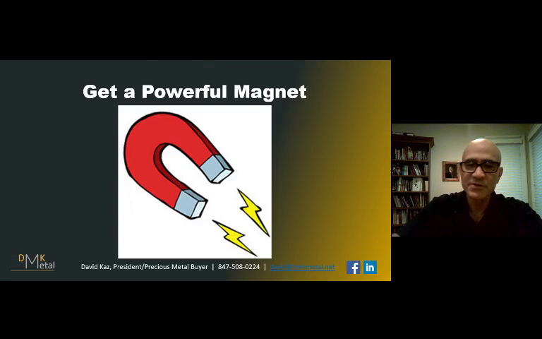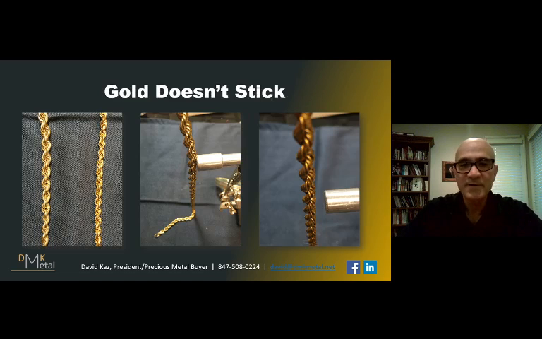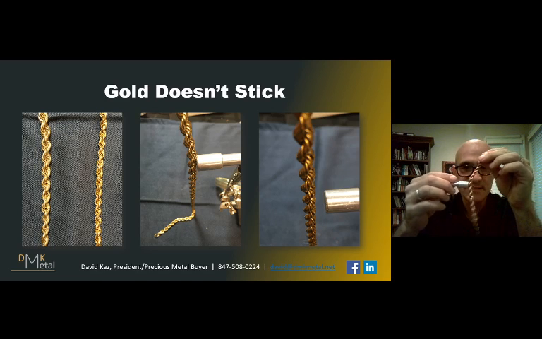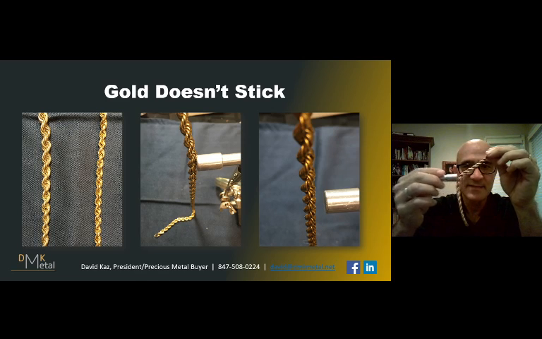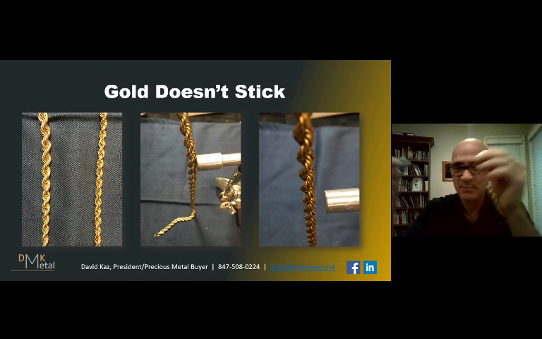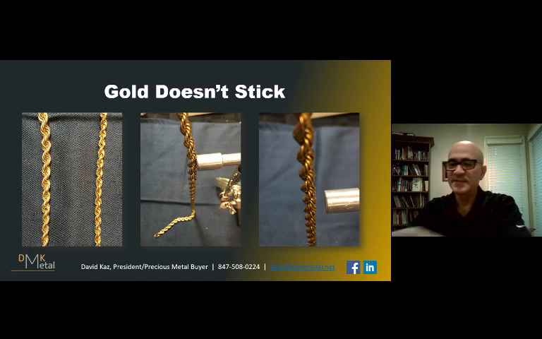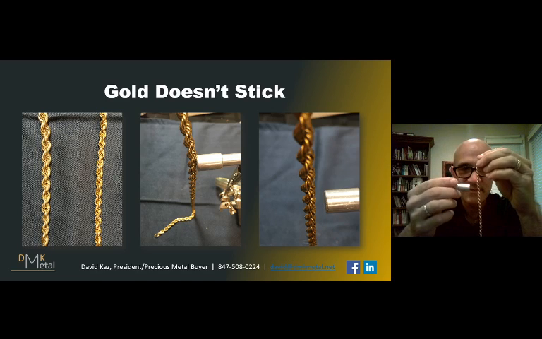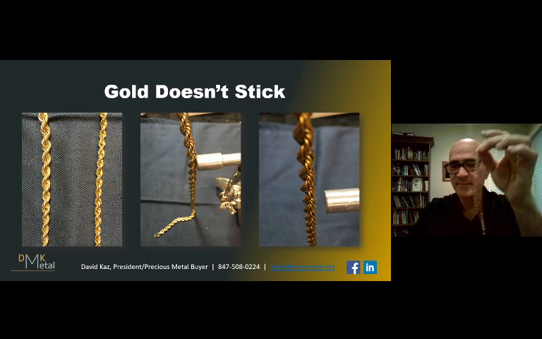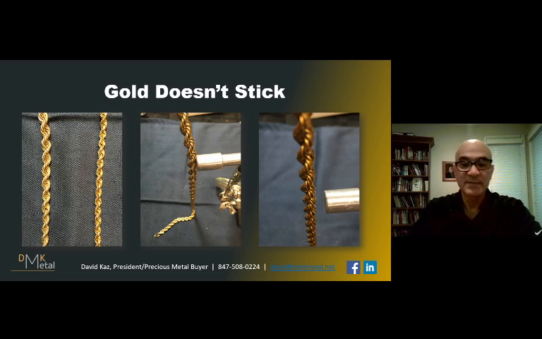So the first thing you want to do is get a powerful magnet. Gold and silver do not stick to a magnet, so this is a great first test as you go through your items. Here, for example, are two different bracelets. The one on the left is not gold, and as you see, it sticks to my magnet. That's a great way to show that this is gold plated, while the other bracelet that looks very similar, a rope chain, does not stick to my magnet. So this item has a chance of actually being gold, but that's not the definitive test as of yet.